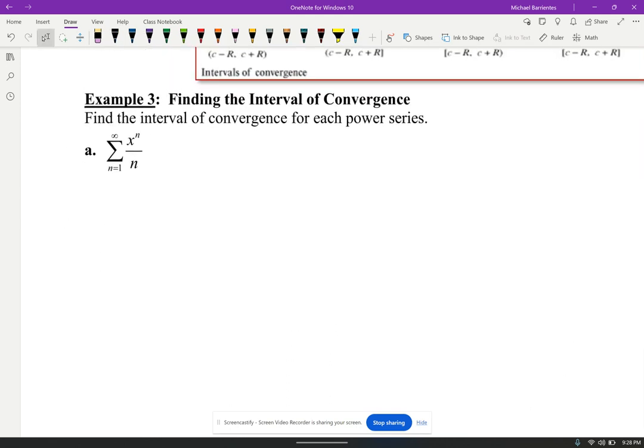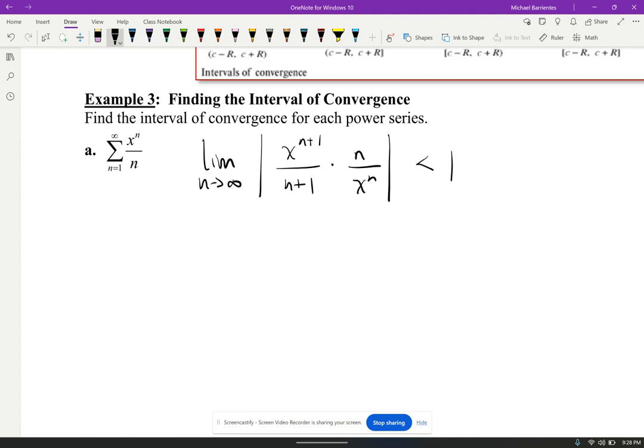So, we're going to start the way we normally start, and we're going to use the ratio test to help us out. We're going to take the limit as n approaches infinity of the absolute value of x to the n plus 1 over n plus 1 times, or really divided by the nth term, but we're going to multiply by its reciprocal. What do we want? We want this to be less than 1. In order for it to converge, the ratio test limit has to be less than 1.